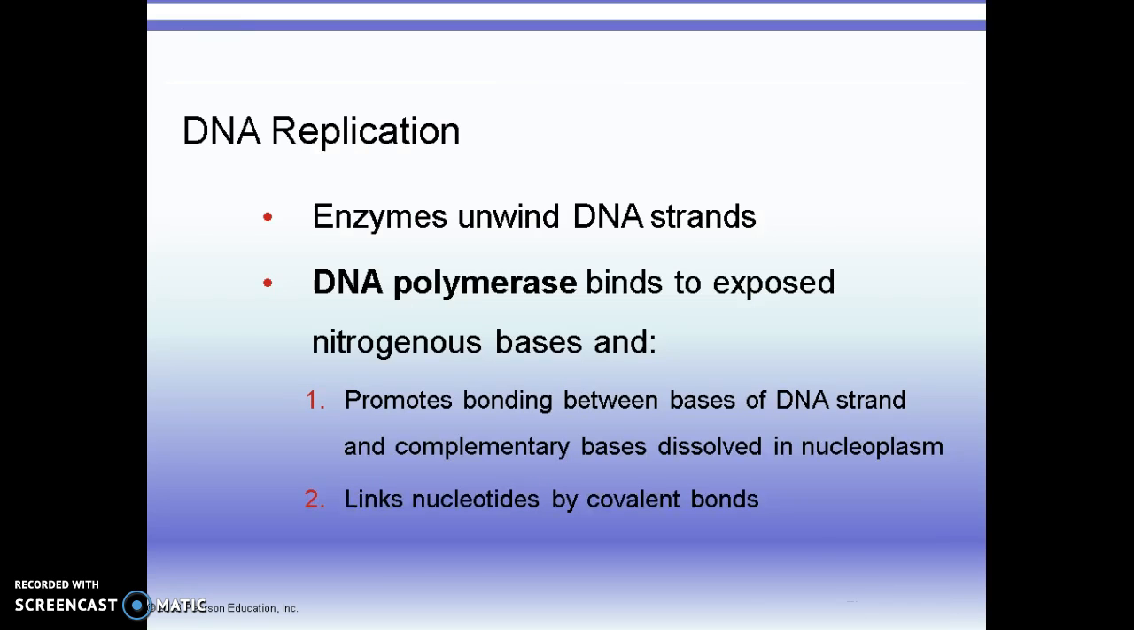Well, before the cell divides, the DNA has to replicate. Remember, one cell is going to become 2 cells that are identical, so it must double the amount of DNA, and this occurs during interphase. The enzymes unwind the DNA strands. Remember, those 2 DNA strands are held together by weak hydrogen bonds, and DNA polymerase is the enzyme that is going to bind to the exposed nitrogenous bases, and it's going to allow the bonding of the complementary base to come in and bind to the DNA strand.